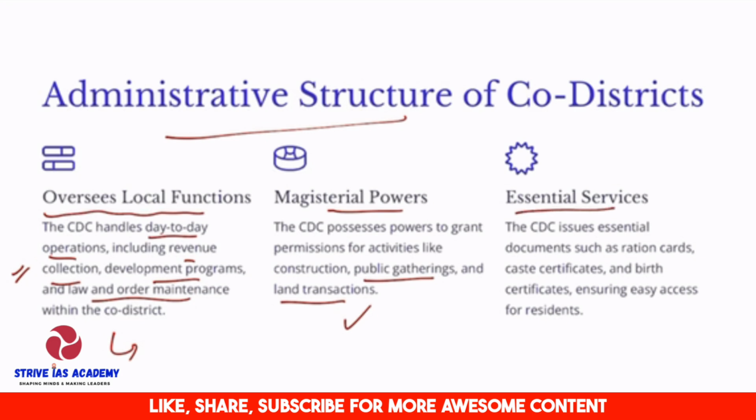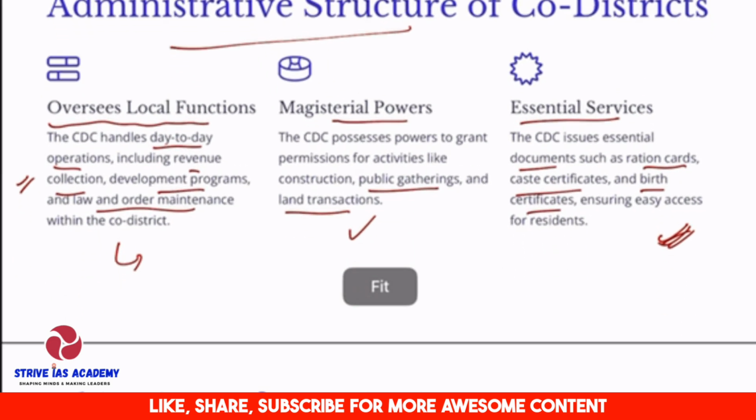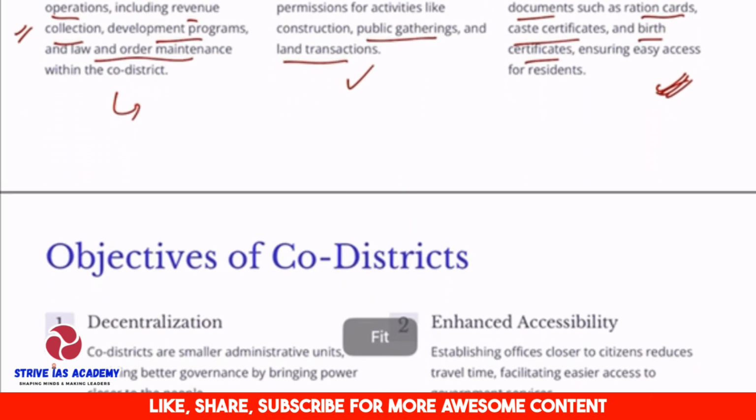And some of the essential services, like documents such as ration cards, caste certificates, birth certificates, etc., all the decisions will be taken by the co-district commissioner within the district only. So, moving to the next topic: what are the objectives of this system?